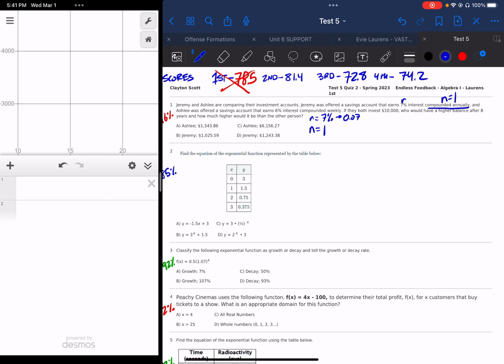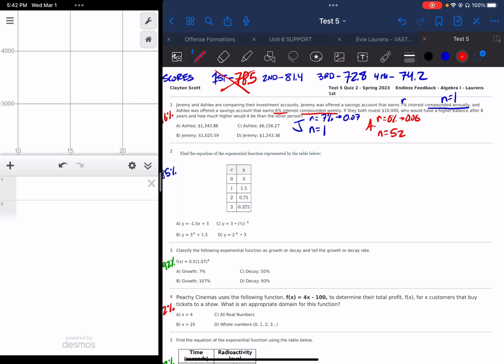And Ashley was offered a savings account. I'll say that was Jeremy. Cool. We'll do him in blue. And then Ashley was offered a savings account that earns 6% interest rate. So Ashley we'll do in red, and that means her rate is 6%, which as a number is 0.06, and it is compounded weekly, which means how many weeks are there in a year, and there are 52 weeks in a year. That means my n value for Ashley is going to be 52.